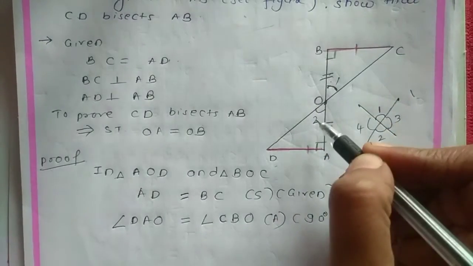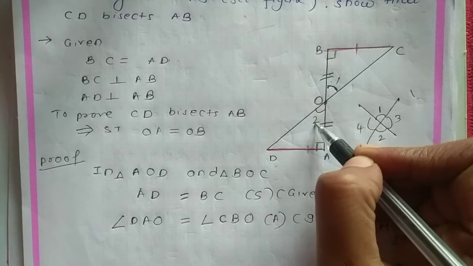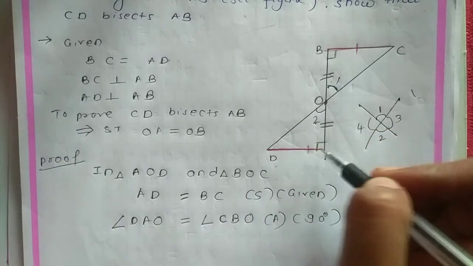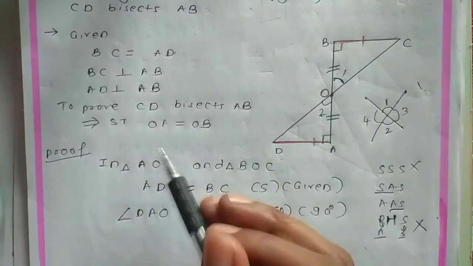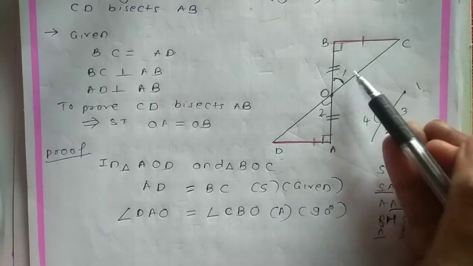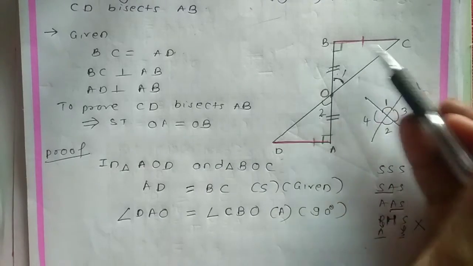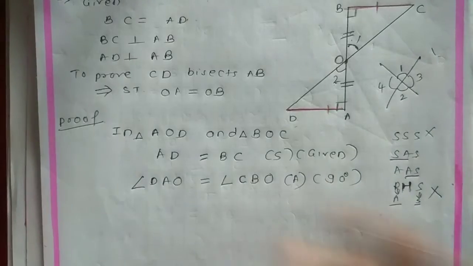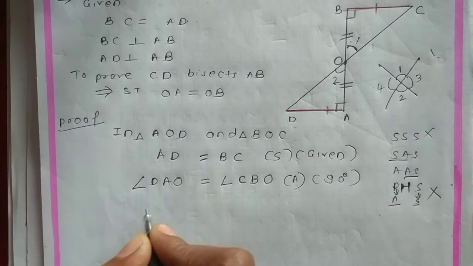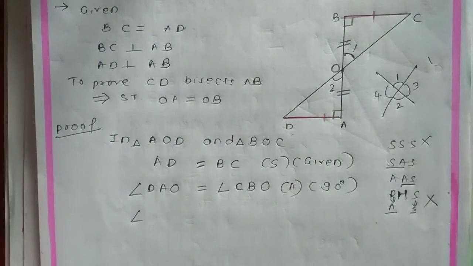And we know that angle 2, I have named this angle 2, you can name this as AOD or DOA. 2 is a part of triangle AOD, isn't it? And angle 1 is a part of triangle OCB or COB. So we will write third part, that is angle is equal here.